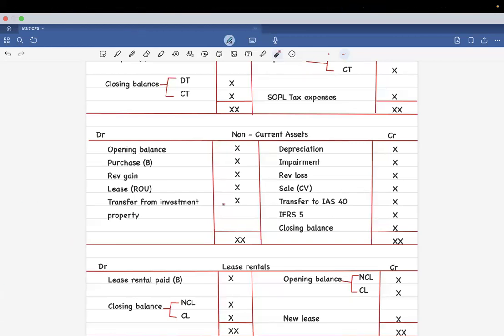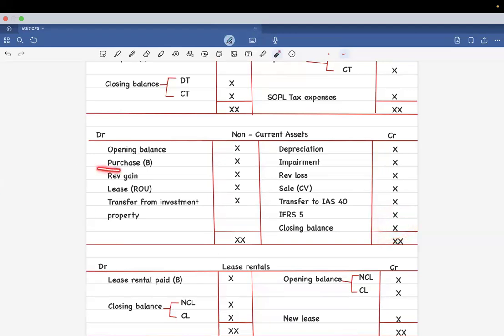Okay. Now, on the credit side, depreciation would reduce the assets, impairment would reduce the assets, revaluation loss would reduce the assets. Sale would keep down the asset. Transfer to IAS 40 would keep down the asset. Any IFRS 5 for which you have taken the asset would bring it down. And closing balance is the opposite of opening balance. So you write it here.